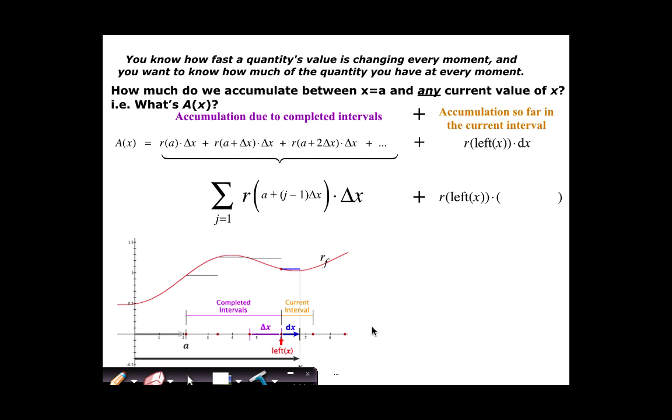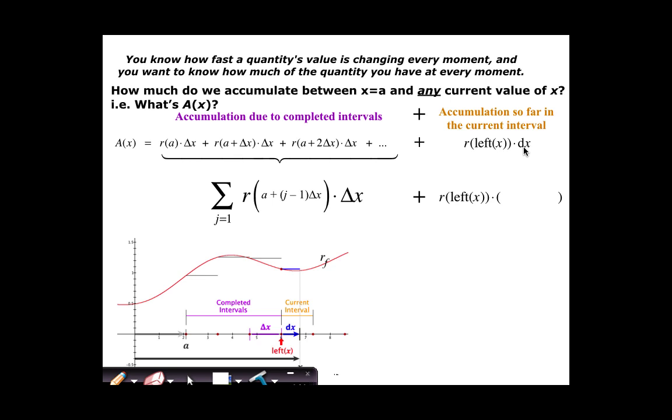Just that instead of writing dx, it would be nice to be able to write it in terms of not a second variable. If you look at this right here, we've got j as an index to this, so j is kind of like a variable. It varies from 1 to, well, however many terms it is that I need to add up, which we'll get to in a second. And then we've got r, which is a function. A is a parameter representing where we start accumulation. This is our index that takes on a variety of values. Delta x is a parameter. How wide are our intervals? R is a function, left is a function, x is a variable.